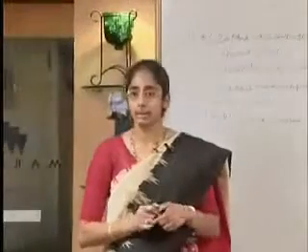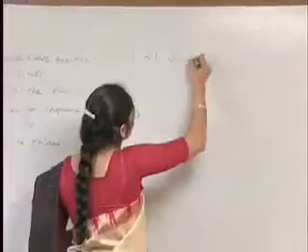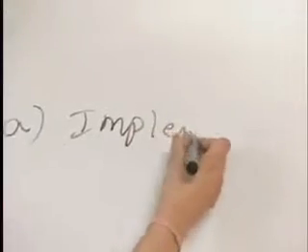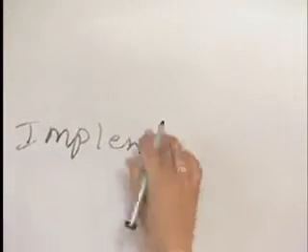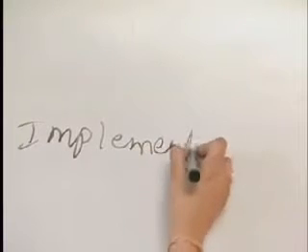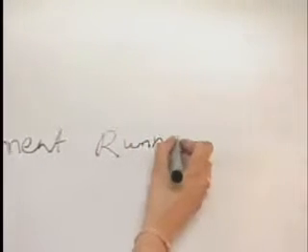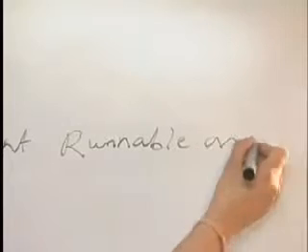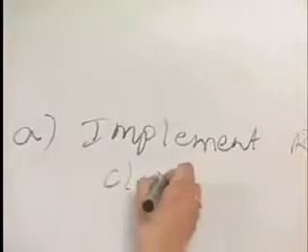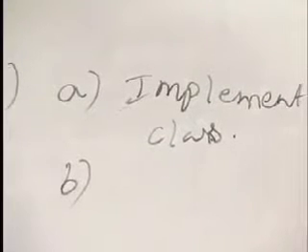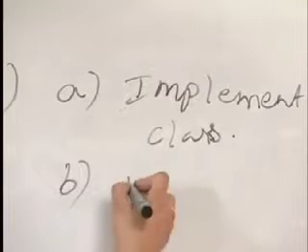In the second method, that is implementing the Runnable interface, first thing that you do is, of course, implement Runnable on a class. This Runnable interface has only one single method, that's the run method. So implement the run method.